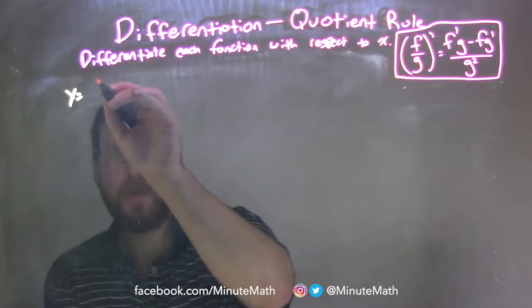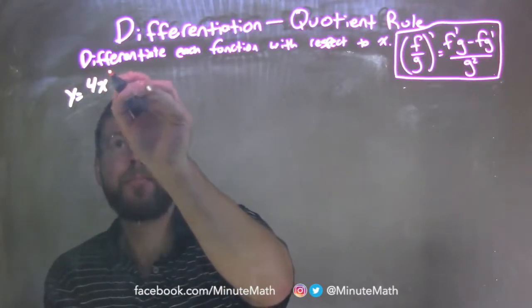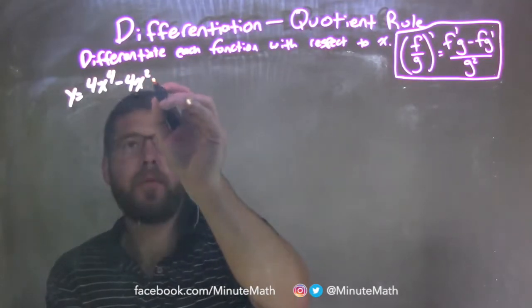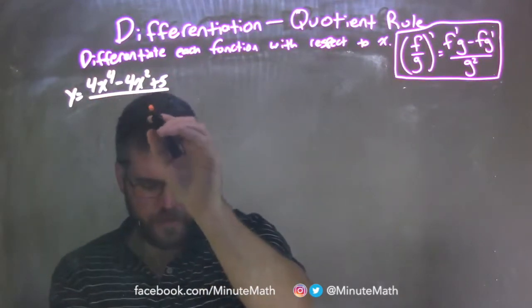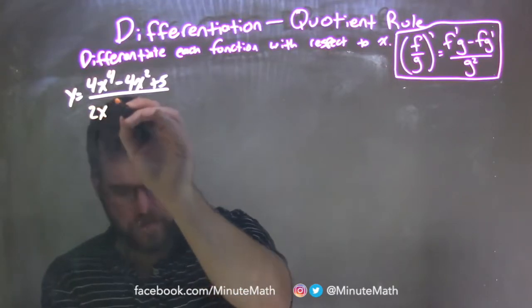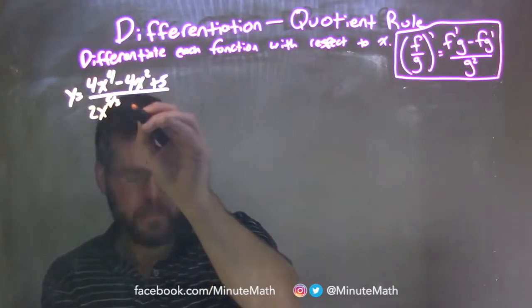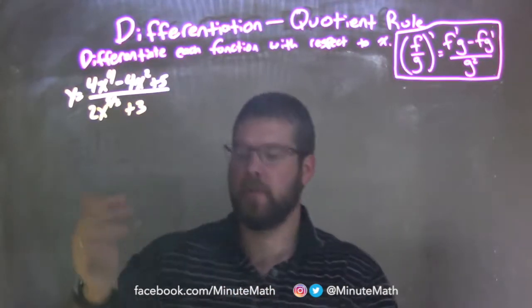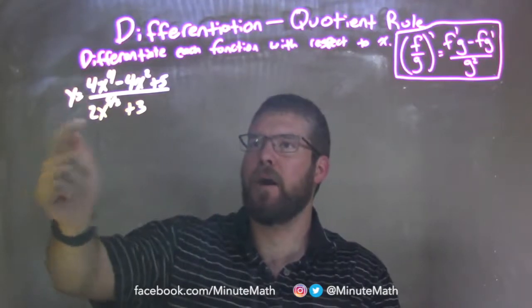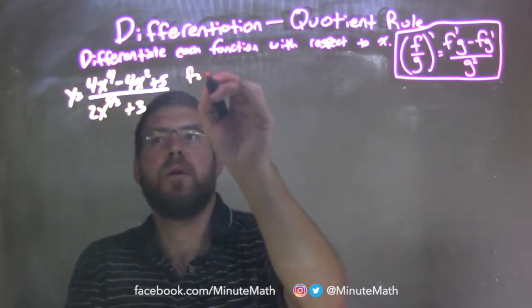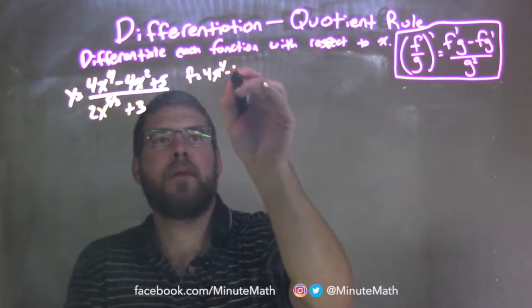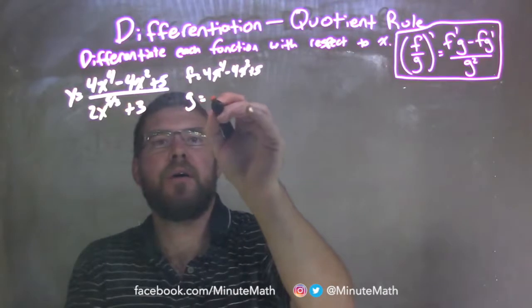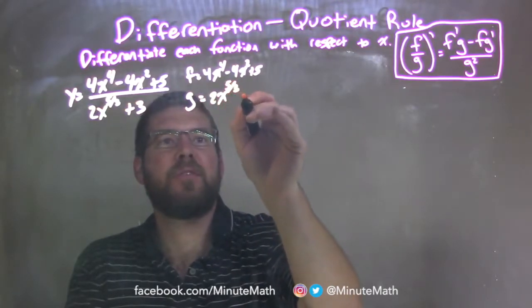Y equals 4x to the 4th power minus 4x squared plus 5 all over 2x to the 5/3 power plus 3. Okay? Well, I see I have a quotient function here. A top divided by a bottom. The top let's label as f, which is 4x to the 4th minus 4x squared plus 5. And the bottom being g, 2x to the 5/3 plus 3.